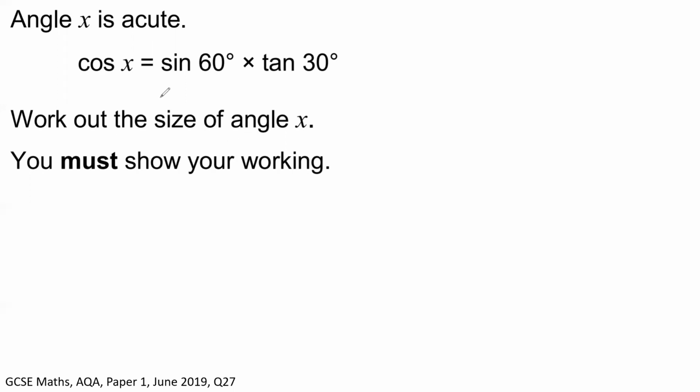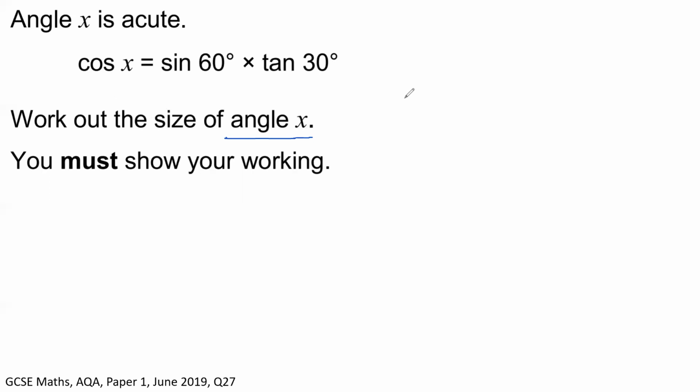So the question we're looking at is we've been given cos x equals sine of 60 degrees times tan of 30 degrees. And it wants you to work out the size of angle x. So note that it's going to be important at the end that we're looking for the angle x and we're not looking for cos x, which is a little step that we'll need to use in the working out.